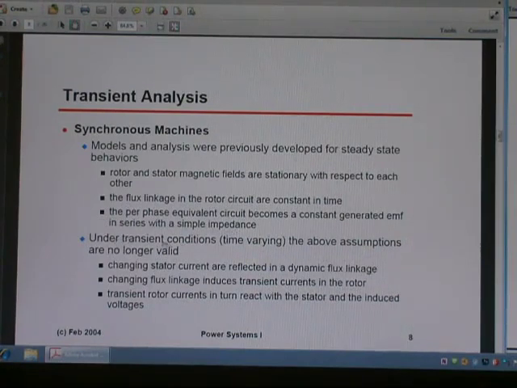Under transient, time-varying conditions, the above assumptions are no longer valid. Changing stator currents are reflected in the dynamic flux linkage. Changing flux linkages induce transient current in the rotor. The transient rotor current in turn reacts with the stator and induces a voltage. This is for the transient condition. So in this case, normally in the transient condition, that kind of flux linkage happens, and also current is induced in the stator and the rotor.